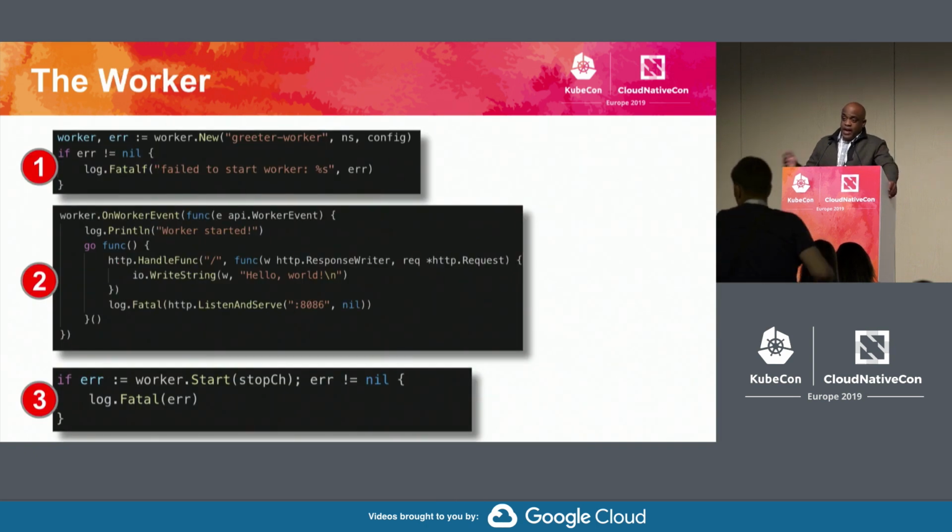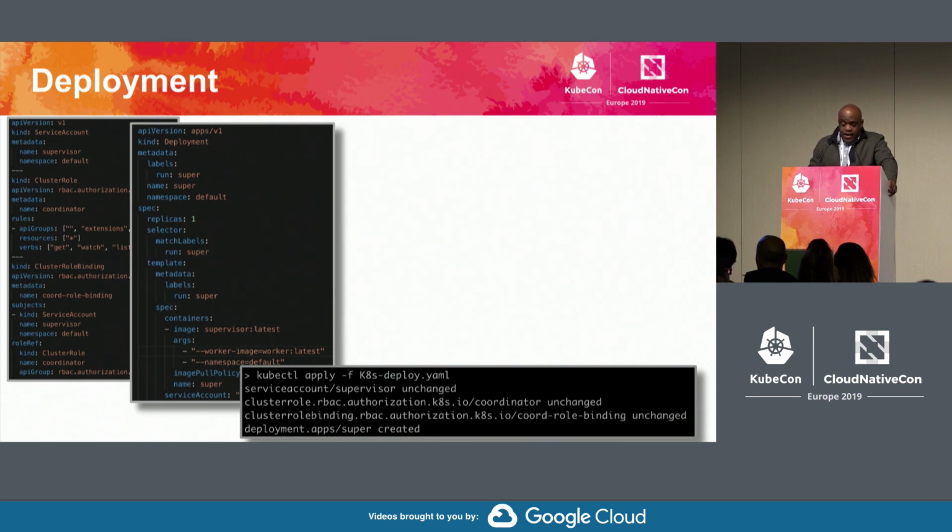The worker side of things looks similar. And here is where we apply our business logic for what we want to run. We create the worker, and we specify another callback event. In this case, we want to know when the worker is ready, we create a server, a simple HTTP server, and then we start the worker. Then we deploy our application, in this case the coordinator binary, just like any other Kubernetes application.